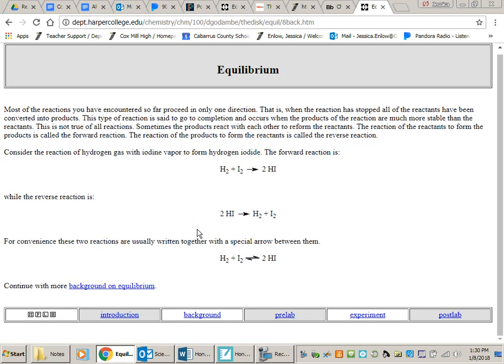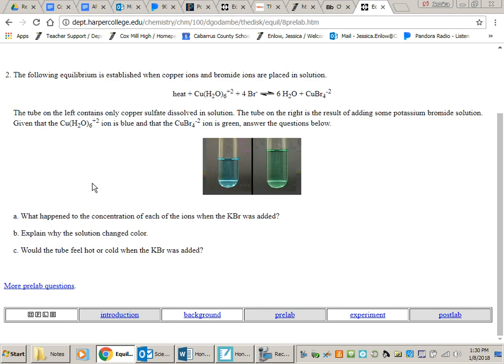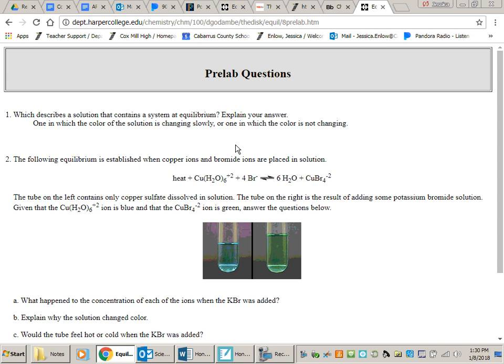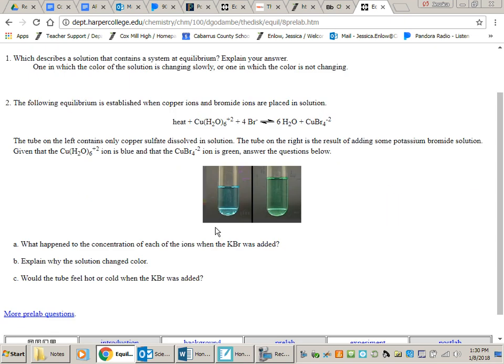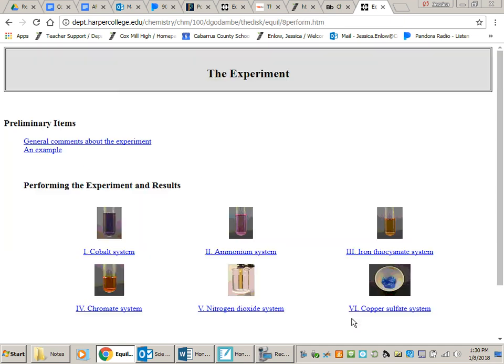After you look at background, you'll do pre-lab questions. The pre-lab questions are under the hyperlink called pre-lab. There's a little question it asks about changing color, and the colors are given to you in the written paragraph right above. After you do the pre-lab questions, you'll hit experiment.